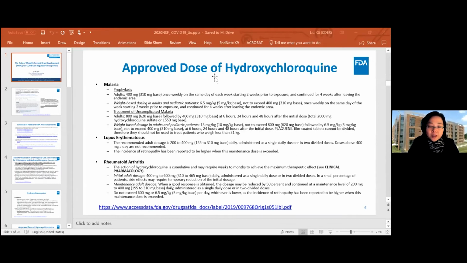The approved hydroxychloroquine doses for the 3 indications are all different. The highest daily dose is for the treatment of uncomplicated malaria. It is 800 milligram plus 400 milligram on day 1, followed by 400 milligram on day 2 and day 3. So the total dose on day 1 is 1200 milligram. The daily dose for the other 2 indications are lower, but the treatment duration is longer. Under the chronic use condition for RA and lupus, it was highlighted that the incidence of retinopathy will be higher if the maintenance dose is exceeded.